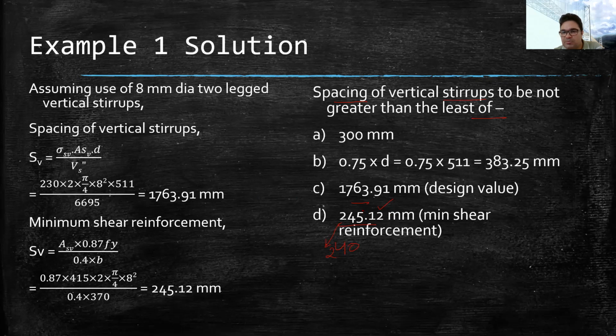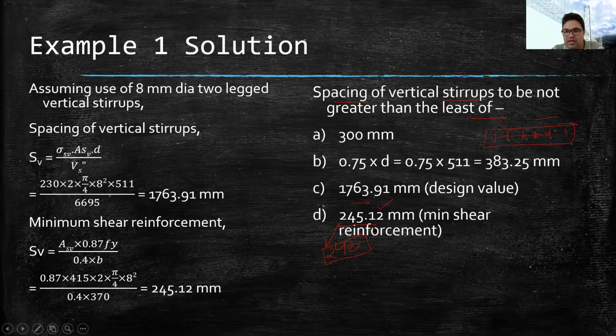Because if I take the spacing of the vertical stirrups on the higher side, it means the spacing is more. Like you can see, this is the beam and this is the reinforcement that we will provide, vertical stirrups. So if the spacing between them is more, then the number of vertical stirrups will be less than the required reinforcement. I mean, we are providing less than required, so that is why we will always round off the value on the lower side. So that is the reason.